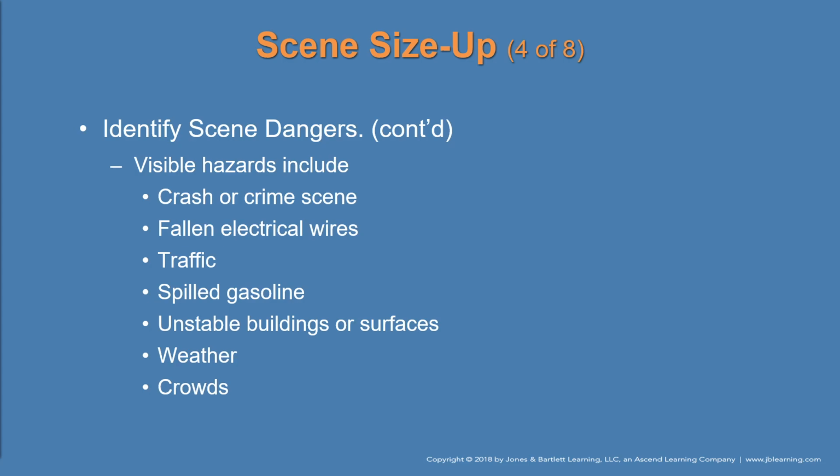So if we can put the car in park, if we can pull the emergency brake, if we can let the air out of the tire so it doesn't roll as easily, it makes a safer scene for us. And then, of course, fires or the threat of fires. So spilled fuel or anything that's a running engine. So if the car is still running, things like that, that presents a potential hazard for us.